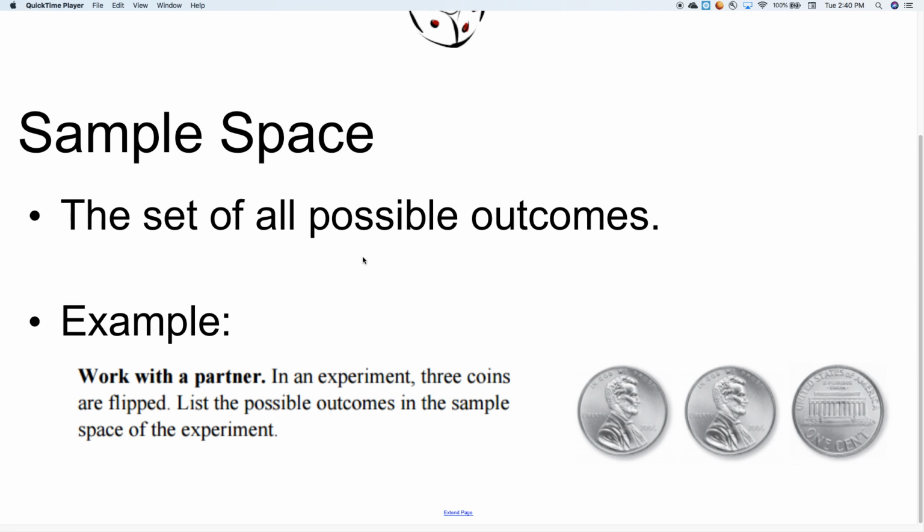Sometimes mathematicians use sample spaces, they list them out, and they can see how many total outcomes there are and what their desired outcome is, and they can count those things up. It's just a way to count things, or a way to see what's possible. So our first example says, in an experiment, there are 3 coins that are flipped. List all the possible outcomes in the sample space of the experiment.